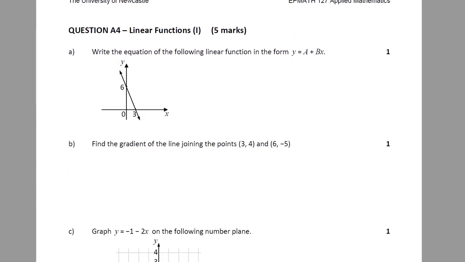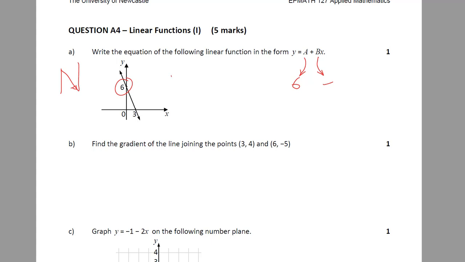A4, water. Write the equation of the following linear function in the form y equals a plus bx. Well, as long as we know a is the y-intercept, just the number 6, and b is the gradient, I like to automatically put the minus there. I can see that's a negative gradient, because if I walk along it left to right, I go downhill. Or just think of the letter n. It's got a negative gradient in it.